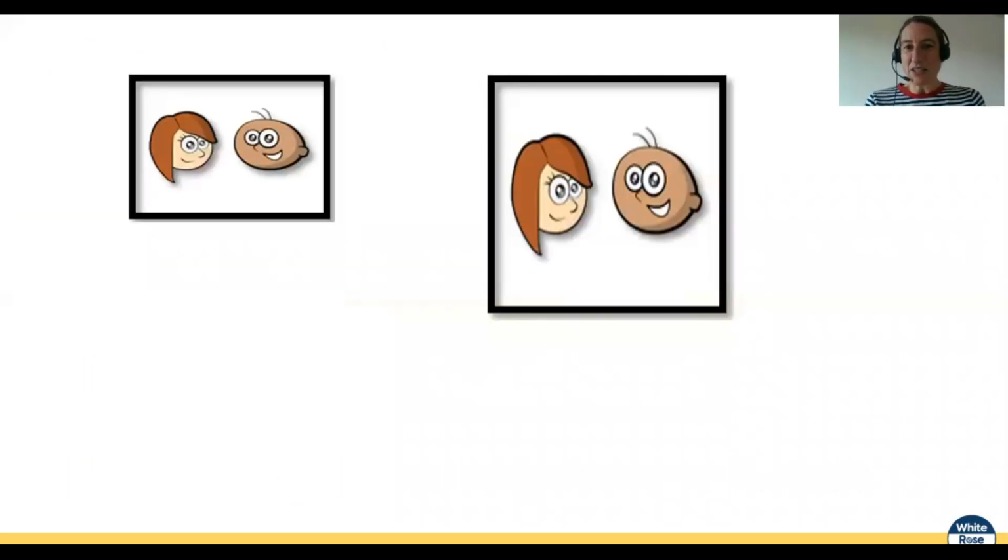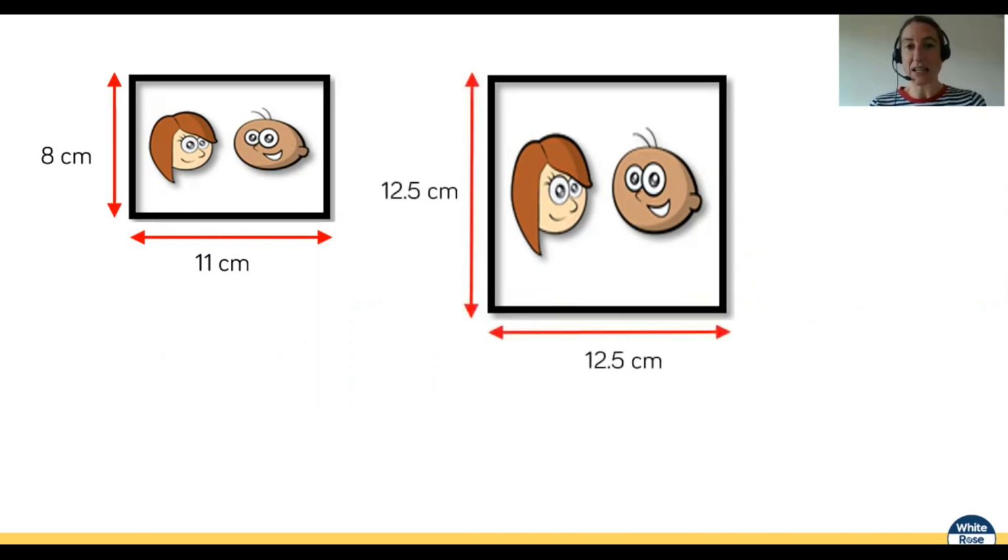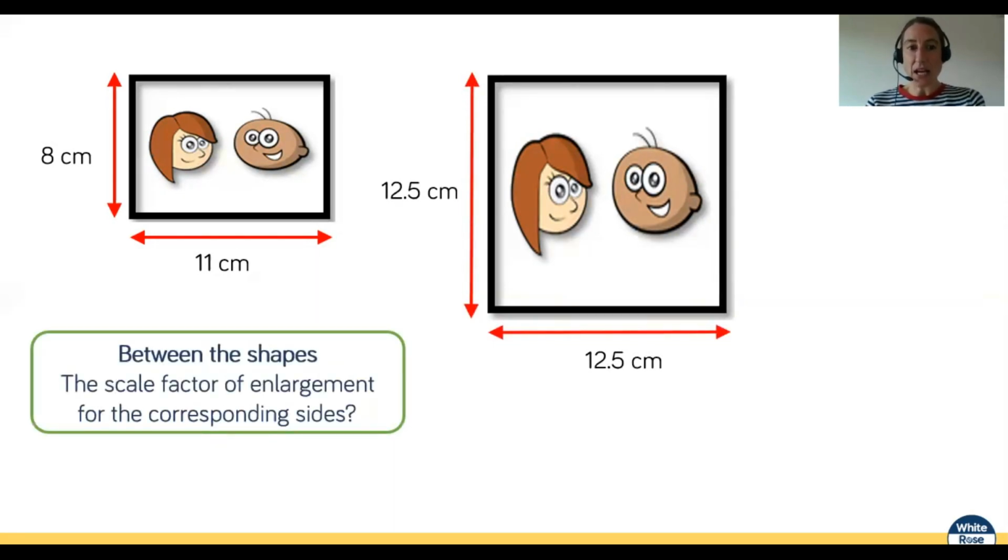So this leads on to, well, how are we going to show whether these two photographs are similar or not? And actually, we need to do some measuring. So asking the students to get their rulers out and do some measuring. So on the shape on the left, we can see we've got side lengths of 8 centimetres and 11 centimetres, and the shape on the right, we can see 12.5 centimetres for both lengths. Are the two shapes similar?